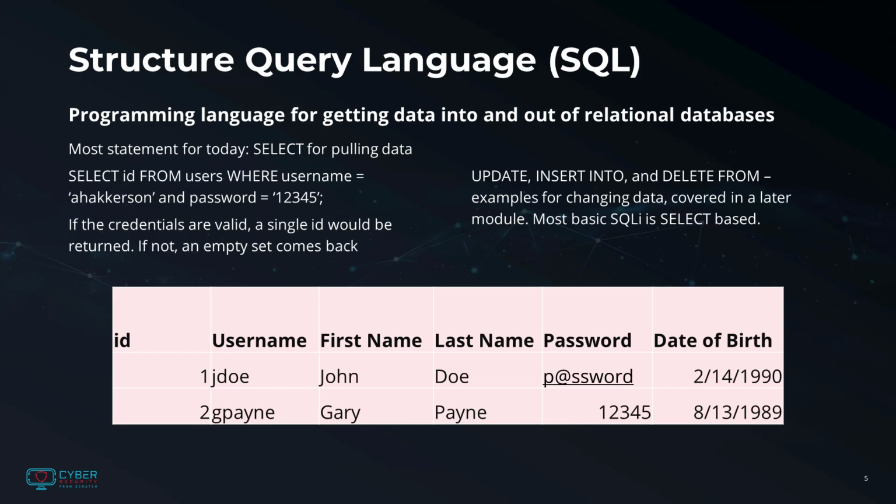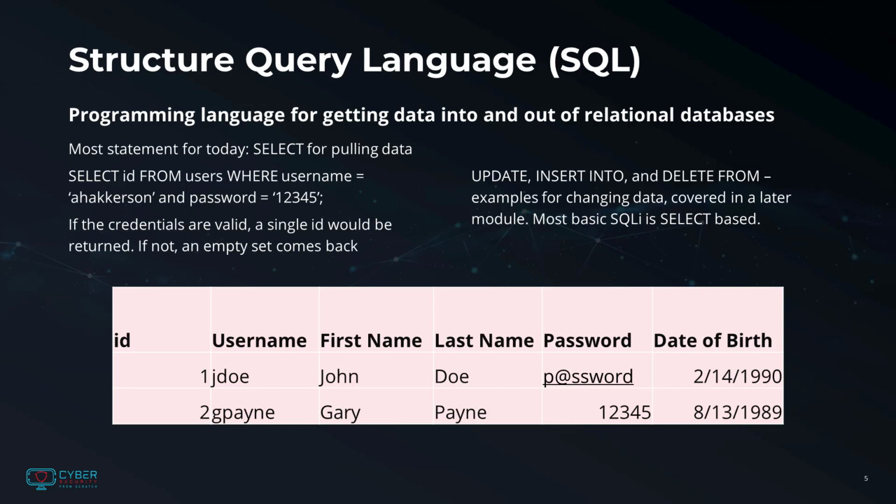Now think, if you had to program a computer to pull stuff out of Excel, how would you go about doing that? Well, the way that we do that for relational databases is by saying that we want a particular set of columns from particular tables where different conditions are met. So for example, if we wanted to pull out the ID element from the different users, we could say select ID from users, that ID column from the users table, where username equals ahackerson and password equals 12345.